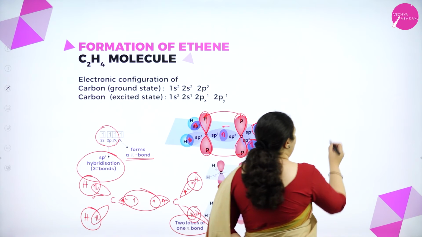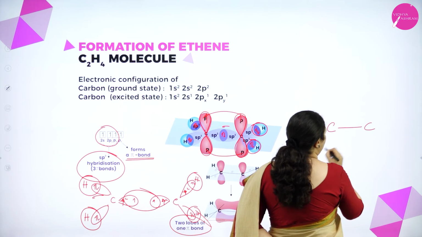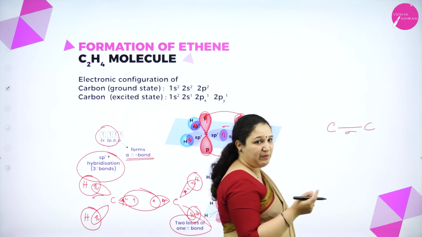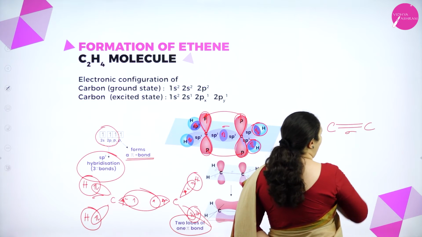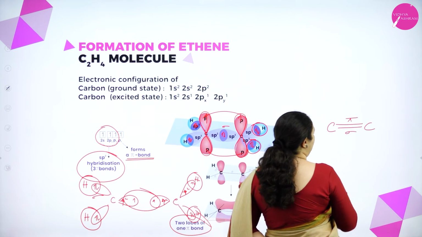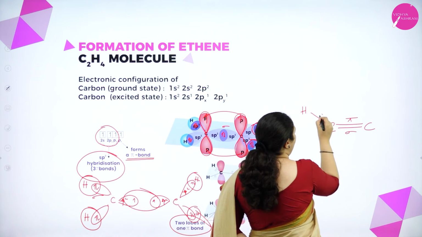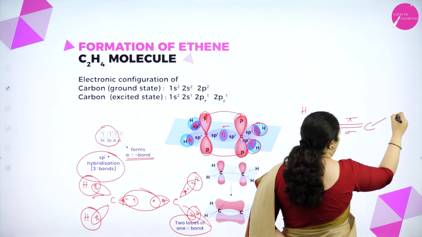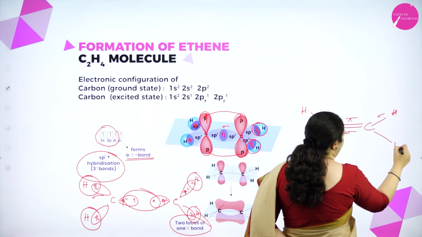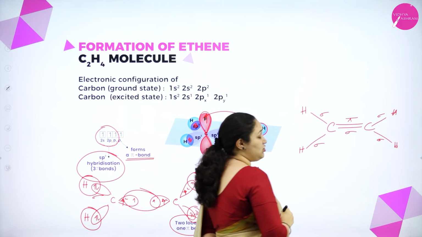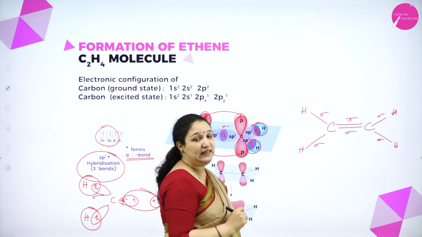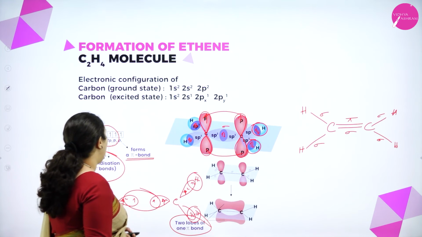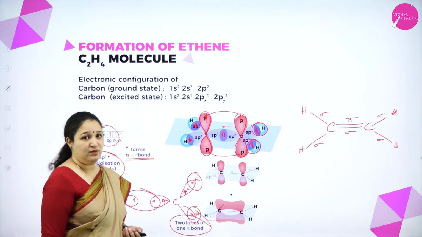So in ethene you have 2 carbon atoms, 1 sigma bond that is formed by sp2 hybridized orbitals overlapping with one another. Then you have the p orbitals overlapping sideways to form the pi bond, and then you have hydrogen overlapping to form a sigma bond, another hydrogen sigma bond, another hydrogen sigma bond, and the other hydrogen sigma bond. So this is the structure of the ethene molecule, and the bond angle is what? 120 degrees. I hope you have understood about the ethene molecule.